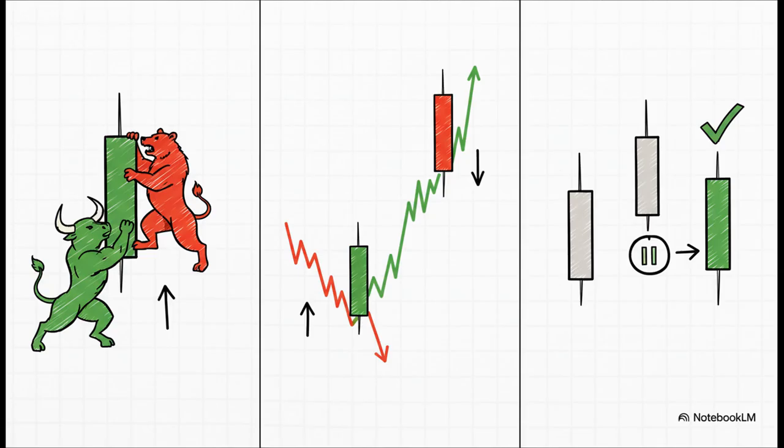So, if you only remember 3 things from this entire explainer, make it these 3. 1. Read the story in every single candle. 2. Context is king. Location determines the meaning. And 3. Always, always wait for confirmation.